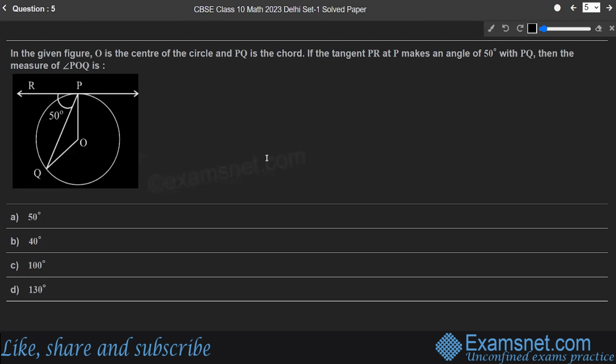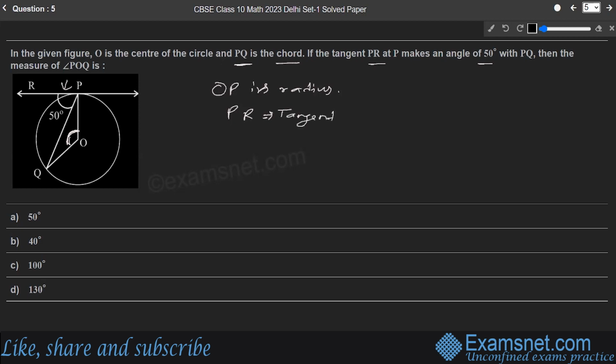As they say in the given figure, O is the center of the circle, PQ is the chord, and tangent PR at P makes an angle of 50 degrees with PQ, as shown here. Then we are supposed to find the measure of angle POQ. As you can see, OP is the radius of the circle, and PR is a tangent to the circle.